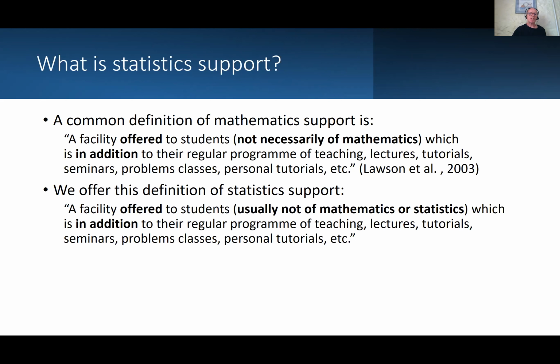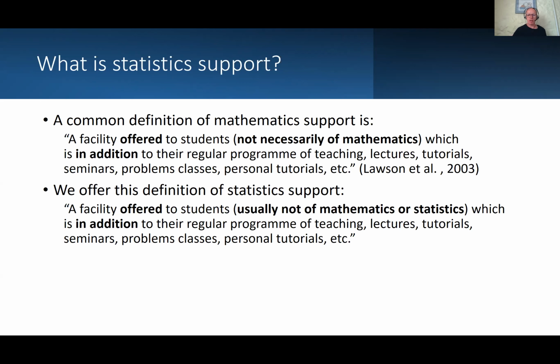And the point is there's three key themes there that they point out. The first theme is that it's offered. So it's something that's offered to students. It's not compulsory, so it's optional. Not necessarily of mathematics. So to students, not necessarily of maths, it could be students that are not studying maths degrees. So typically that would have been engineers, for example. And it's in addition to their normal course of study.